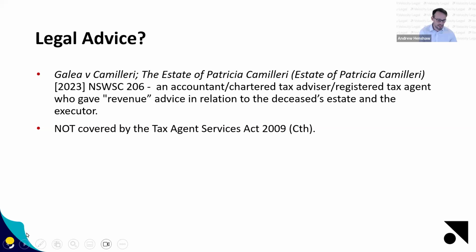And there's a case of Galea and Camilleri, in which an accountant was giving certain advice. There were problems with the quality of the advice. They were sued by the beneficiaries of the estate. And the case talks a little bit about where the dividing line is between legal advice and not legal advice. And it's really hard because as accountants, you're asked questions every day about discretionary trust deeds.